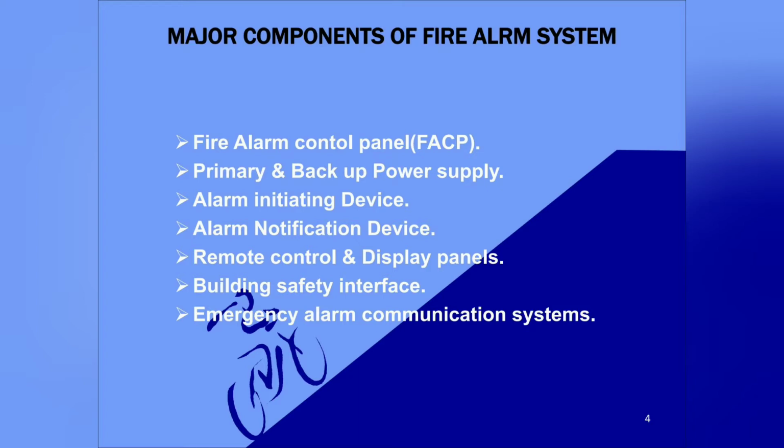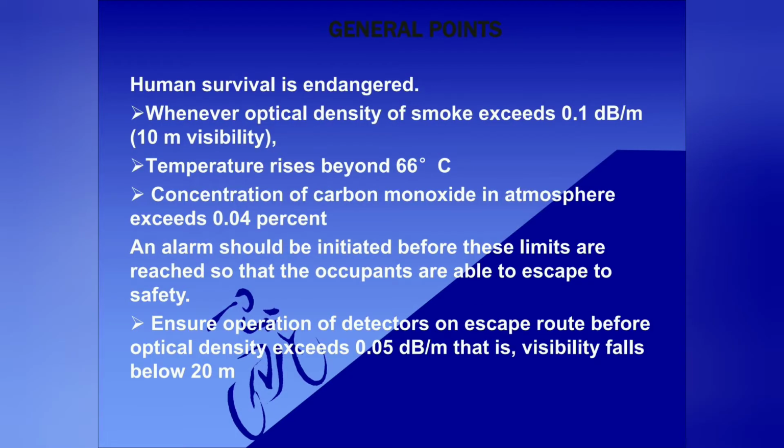Normally, human survival is endangered whenever the optical density of the smoke exceeds 0.1 dB per meter, or the temperature rises beyond 66 degrees Celsius, or the concentration of carbon monoxide in the atmosphere exceeds 0.04%. An alarm should be initiated before these limits are reached so as to alert the occupants to escape to safety. This is the basic criterion which we use for designing a fire alarm system.